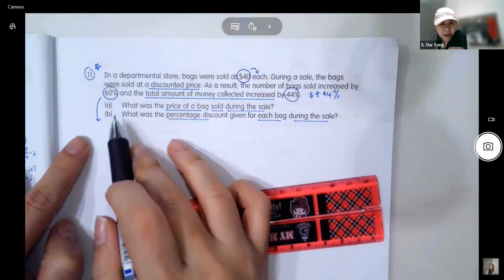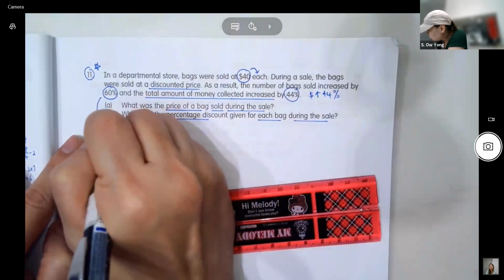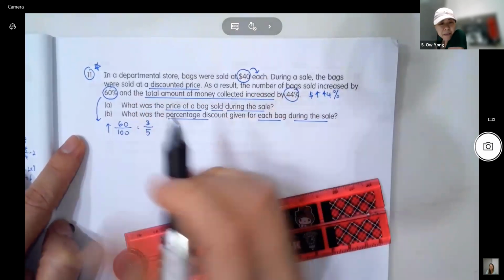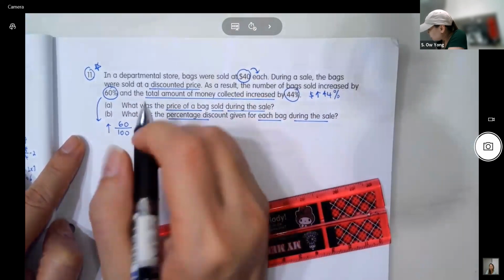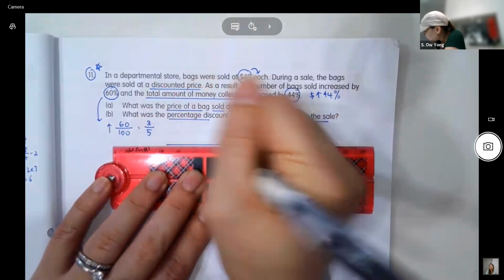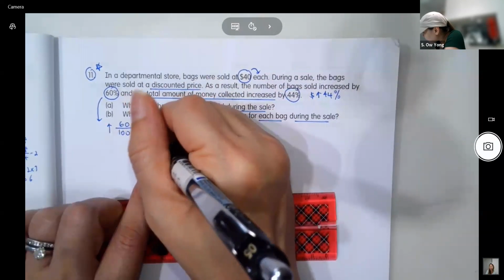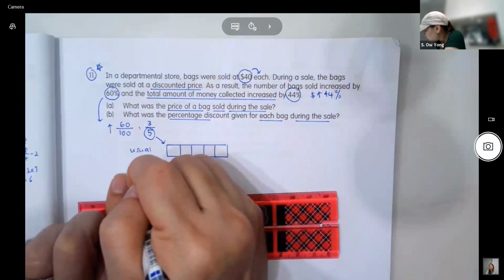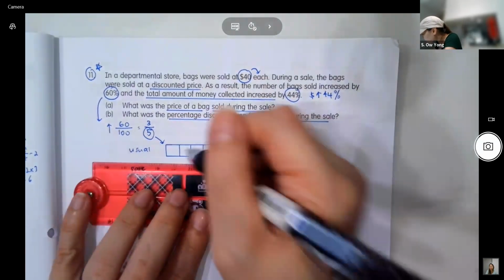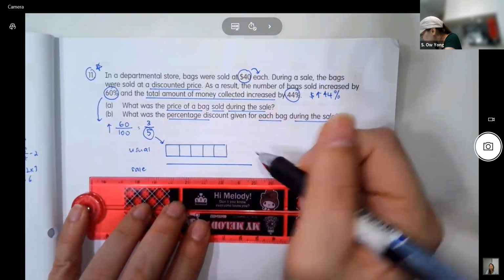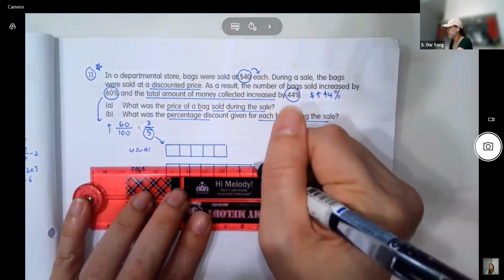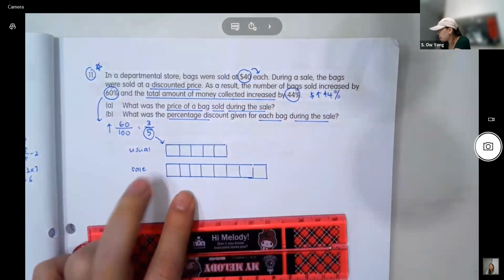They say the number of bags sold increased by 60%. If you put it into simplest form, it's 3 out of 5, meaning initially, when it's the usual price, the number of bags sold is 5 units. The 5 units come from here. During a sale, the number of bags increased by 3 units. So I'm going to draw out the 3 units. Okay, this is the number of bags.